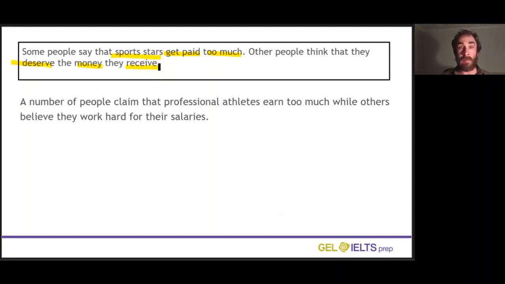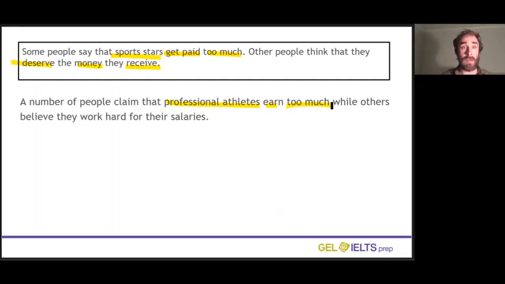A number of people claim that professional athletes earn too much, while others believe they work hard for their salaries. Can you see how I've paraphrased each of those keywords and some of the other structures of this sentence? So, as some people say, we've got a number of people claim. Sports stars I've paraphrased as professional athletes. Get paid I've paraphrased as earn, and too much I've kept the same. It's not absolutely necessary to paraphrase every single word, but the majority should be in your own language.